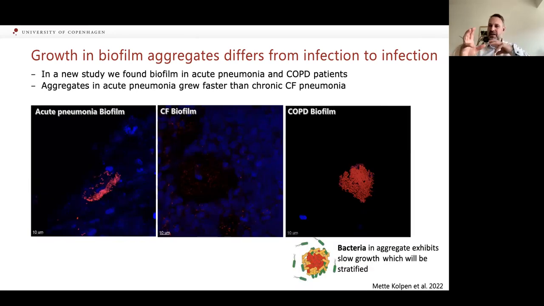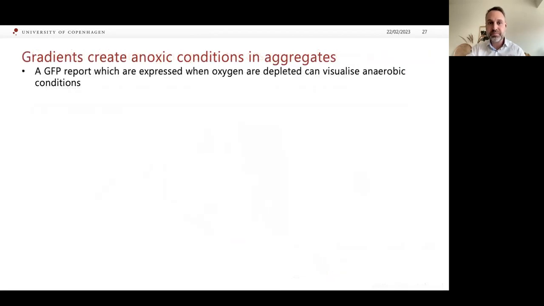So again, we have a very stratified growth system. Bacteria can grow faster in some places within the same infection. There can be different parts of the infection that grow slower, and also within the aggregate itself.